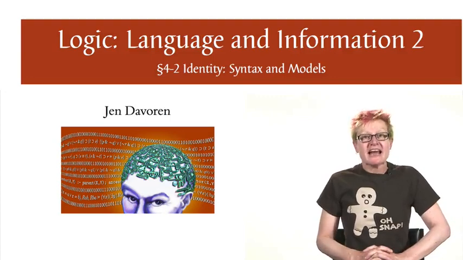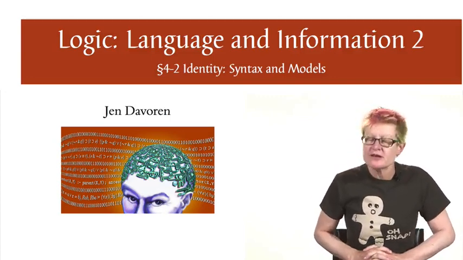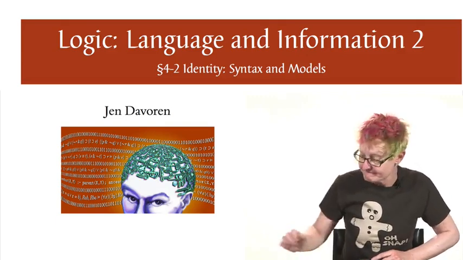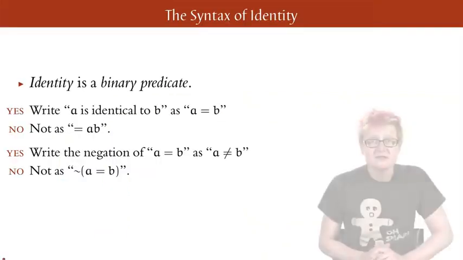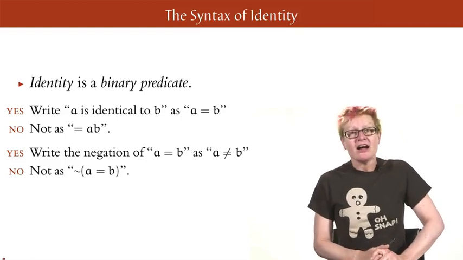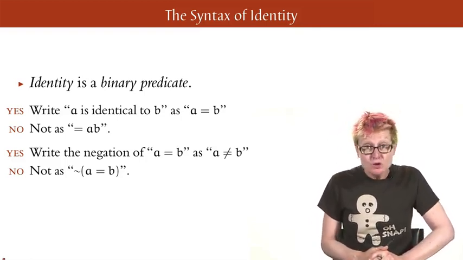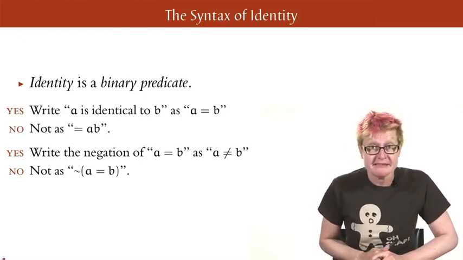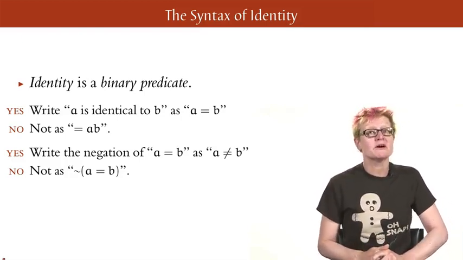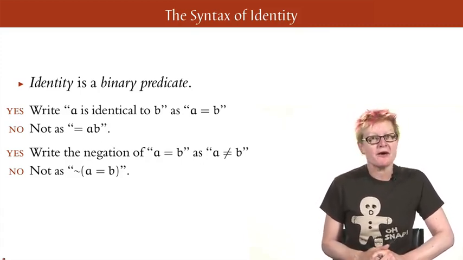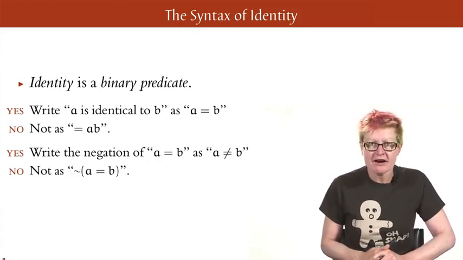The task for today's lesson is to give a formal treatment of the syntax and semantics of predicate logic with identity. First, the syntax. Identity is a two-place or binary predicate, so we need two names together with a predicate symbol to put together to form an atomic formula. Identity as a special predicate has different conventions for writing it.